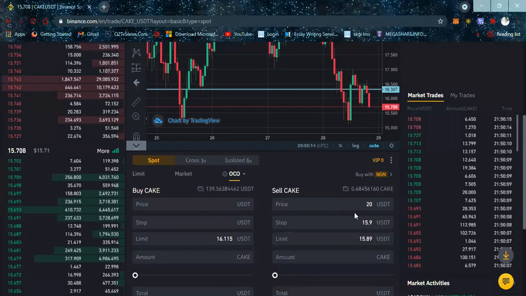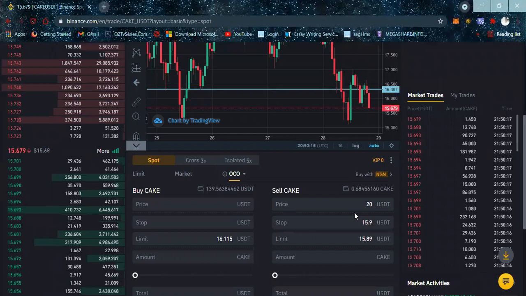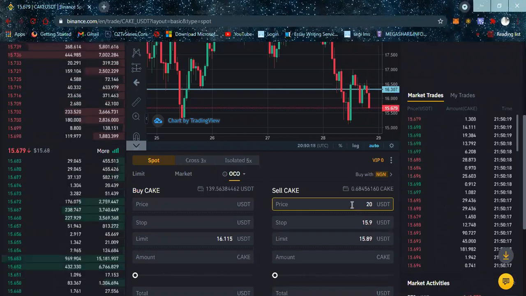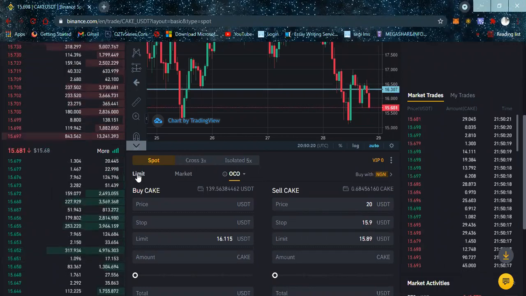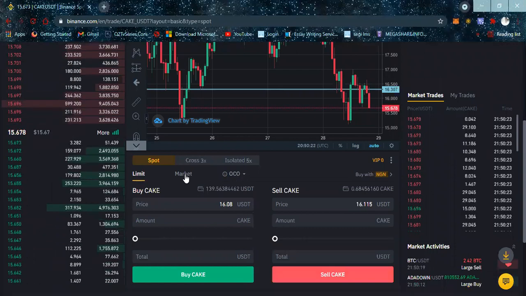Okay. So now I'm still having issue with that stop and the limit. The stop and the limit. I got that and this thing. If you get OCO, then you understand stop and limit now.